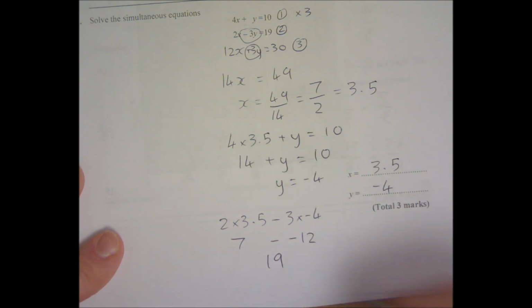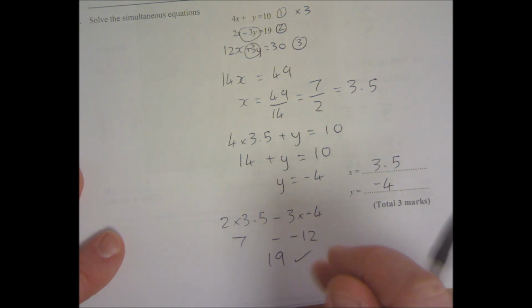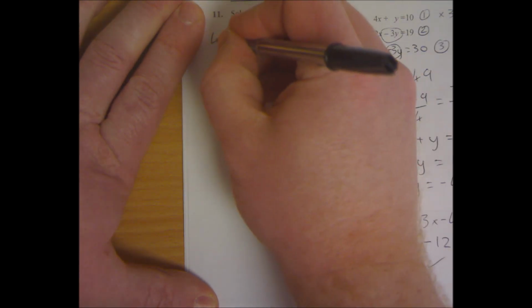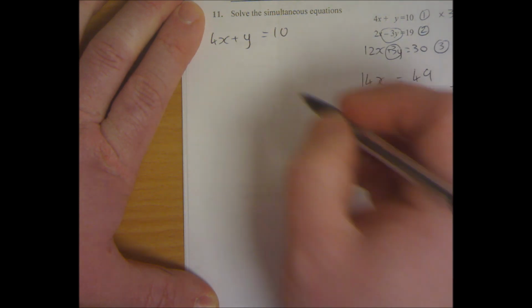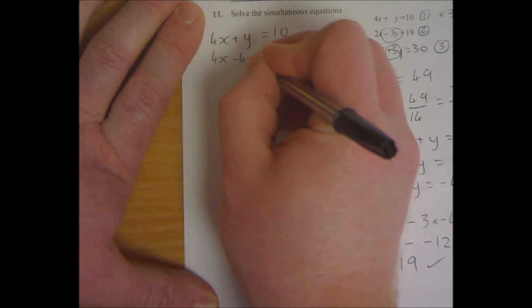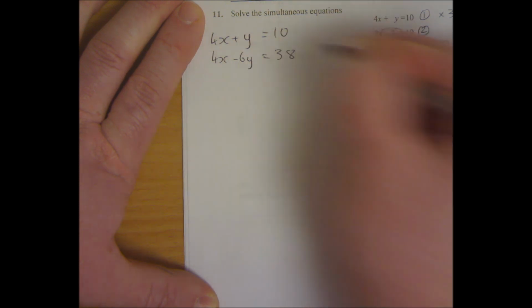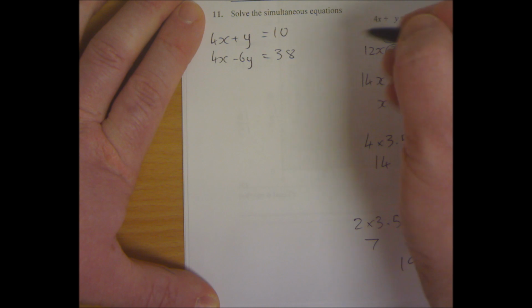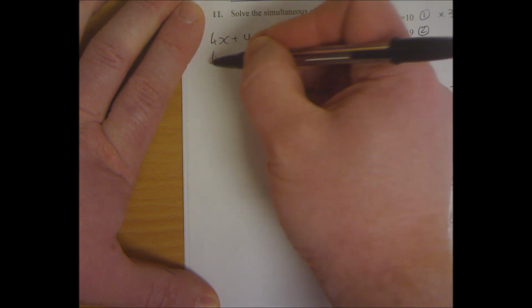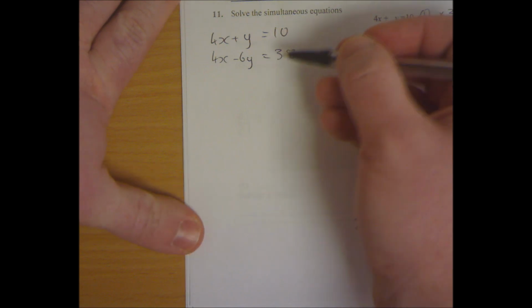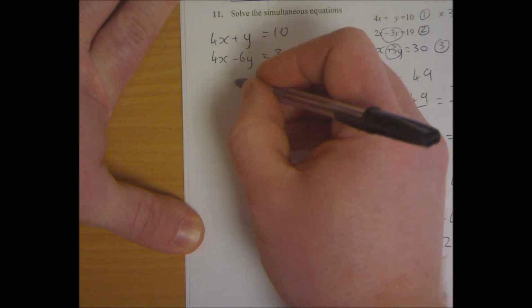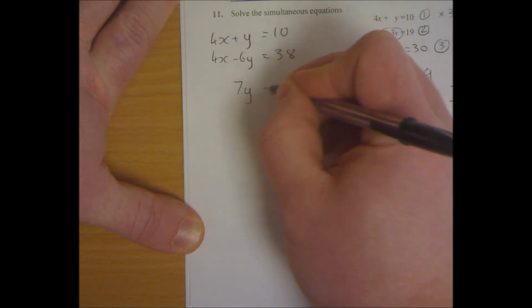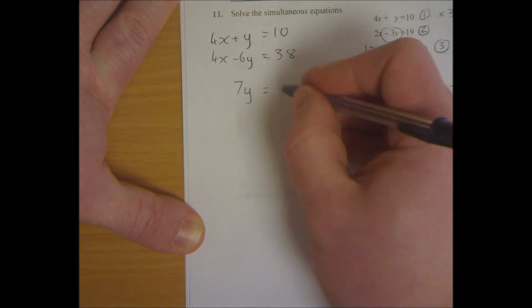Right. I did say I'd show the alternative method. So if we've got 4x plus y equals 10, if I then times that second equation by 2, I get 4x minus 6y equals 38. Then we're going to subtract them because the 4x and the 4x, they're the same sign. So if I subtract them, I'm going to do y take away minus 6y, so that's going to give me 7y, and 10 take away 38 is going to give me minus 28. If I then divide by 7, I get y equals minus 4.